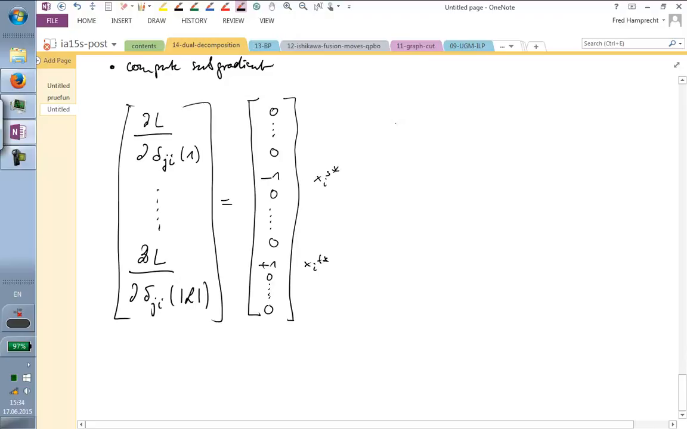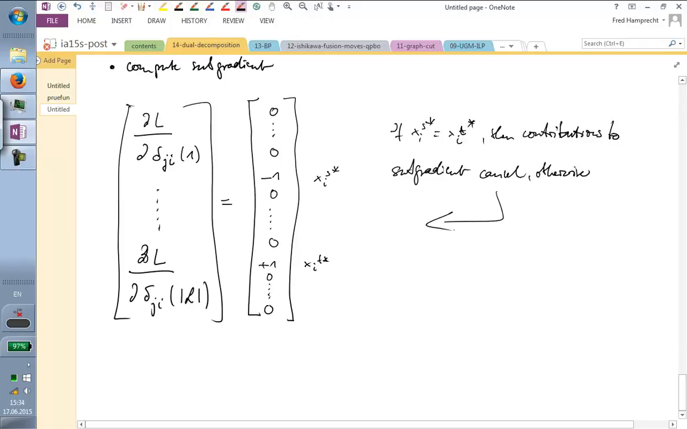So what we see is that if x_i^s star equals x_i^t star, then the contributions to the subgradient cancel. So my labeling then already agrees, and there is no need to shift around any potential. But otherwise, if they disagree, we have this.